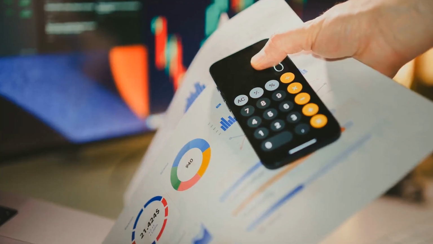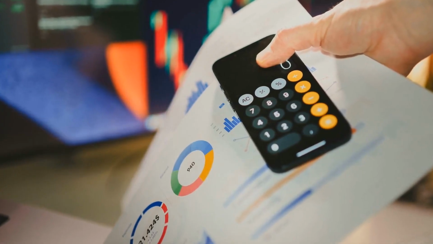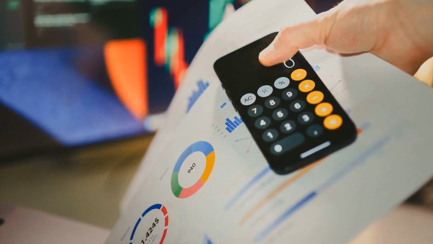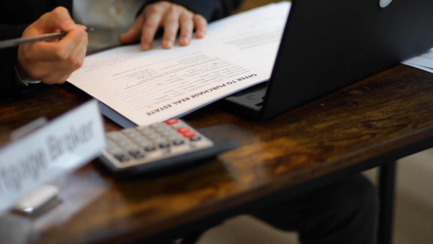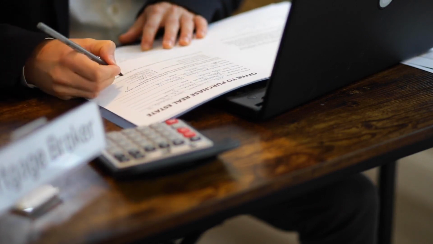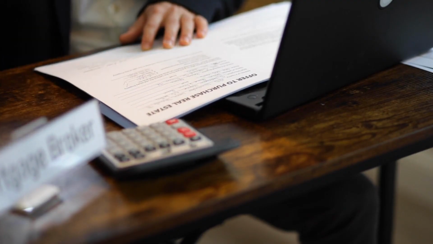Another common scenario occurs in business transactions. Imagine a company that misstates its financial records during merger negotiations. The acquiring company relies on these statements to determine the value of the business. When the true financial situation is discovered after the deal, the buyer has suffered harm due to negligent misrepresentation.